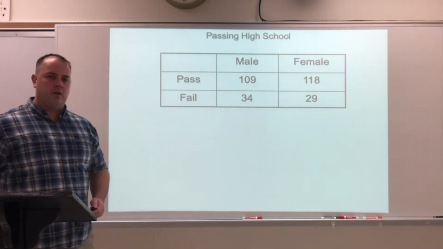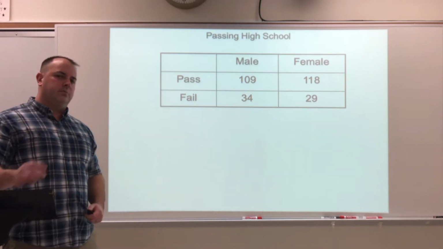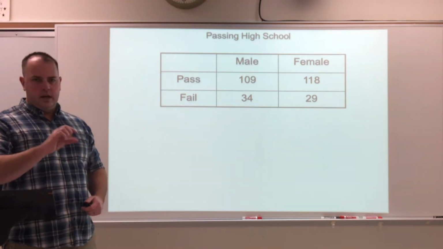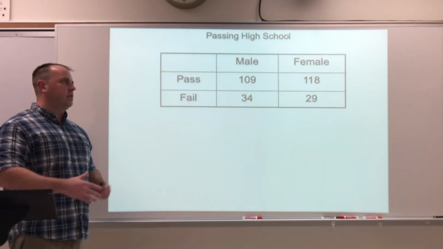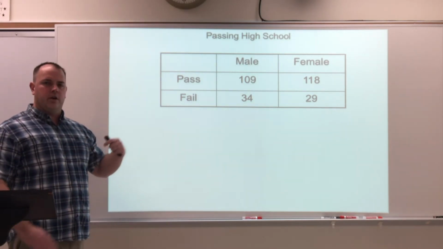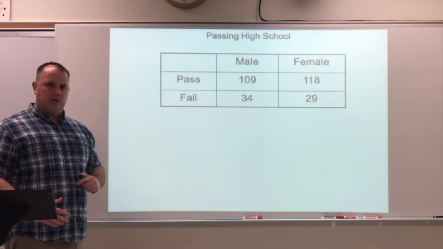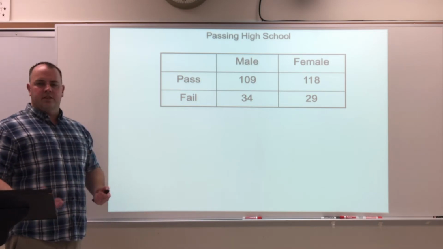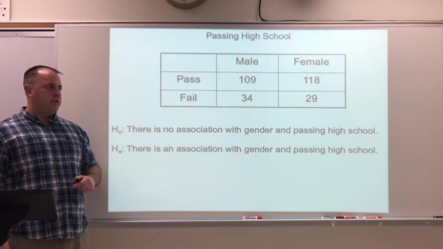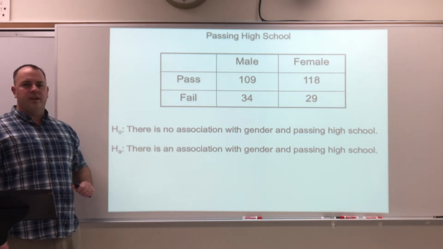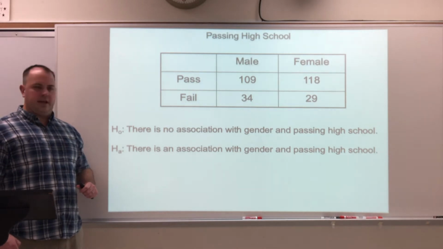So if I'm writing out my null and alternative, this time it's going to be statements, not symbols with values in it. Same concept, but since there are so many different levels of the variables, I don't want you to write out every single equality into the statements. So I have: there's no association between gender and passing high school. The alternative: there is an association between gender and passing high school.